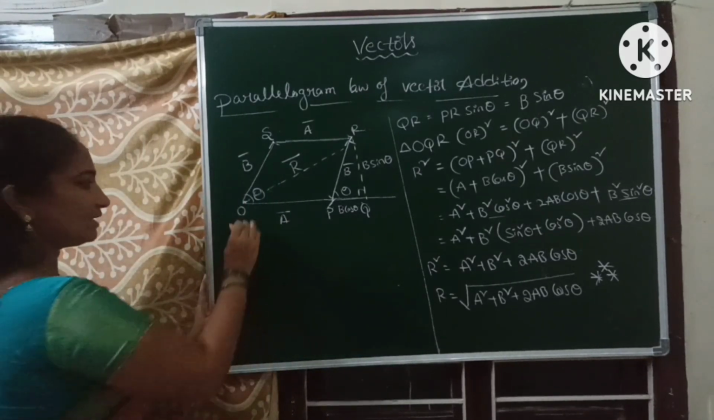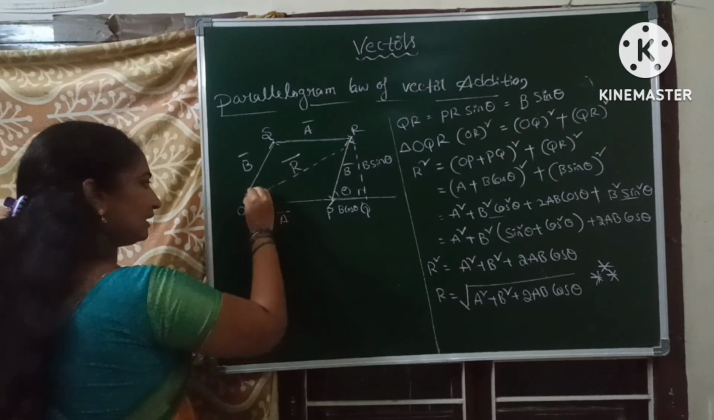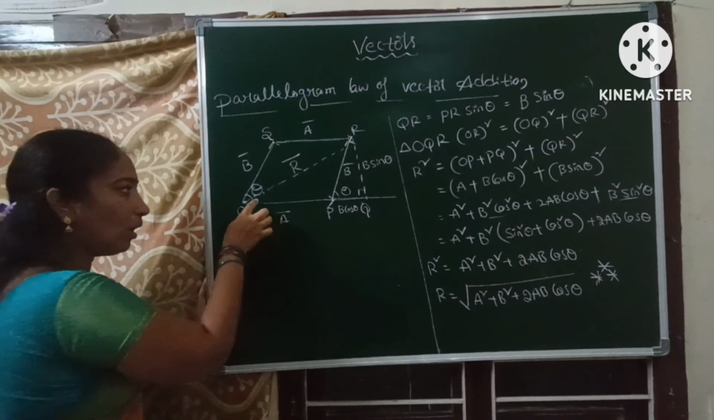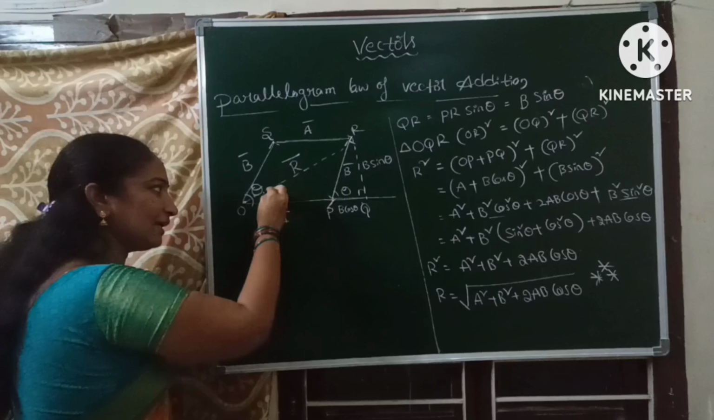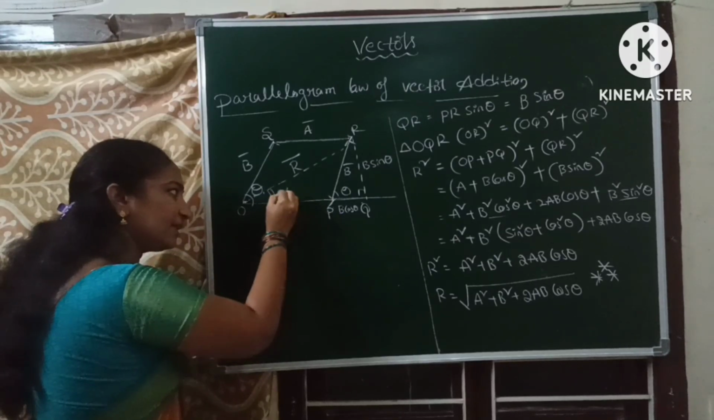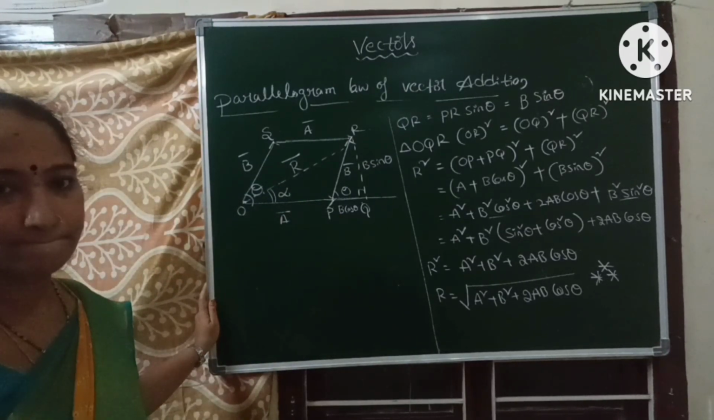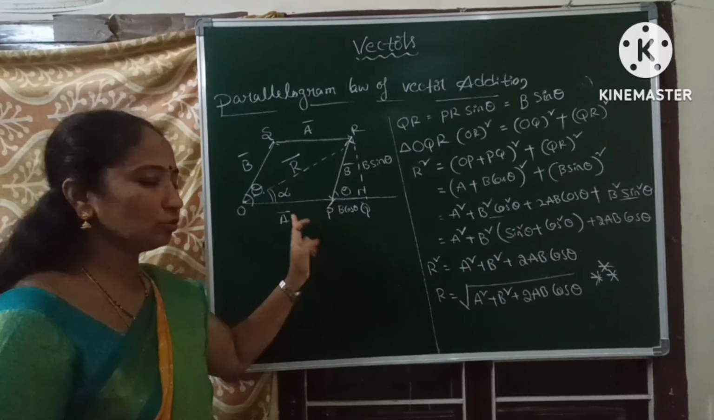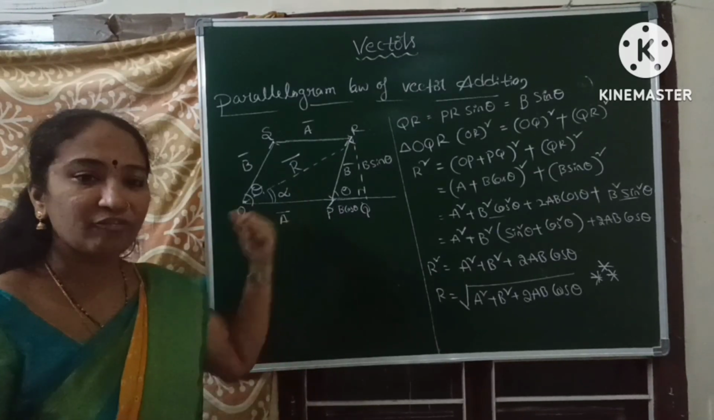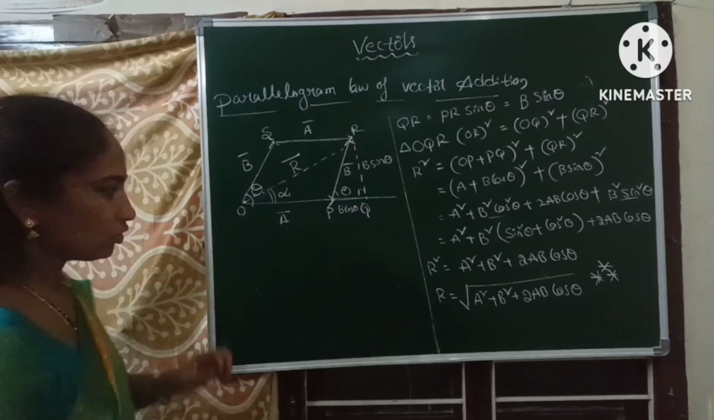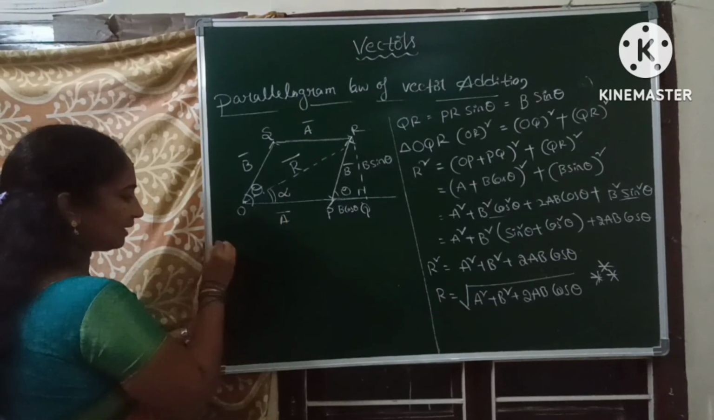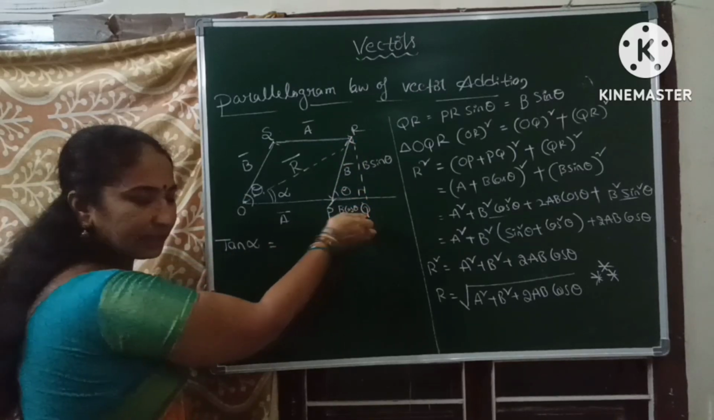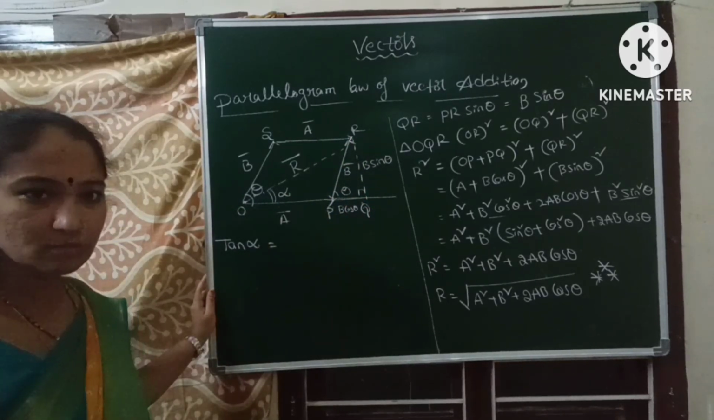Here let us consider one more angle. Theta is the angle between the two vectors a and b. Now R bar, the resultant, makes some angle with only a, which is considered as alpha. We need the direction of the resultant, so we take the angle the resultant makes, that is alpha, another angle. From the same triangle we take tan alpha, because we have the opposite side and also the adjacent side.